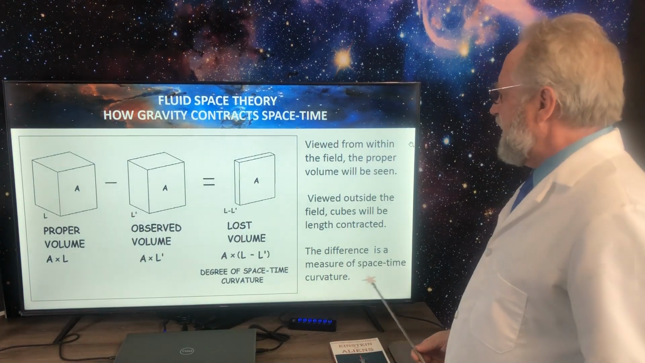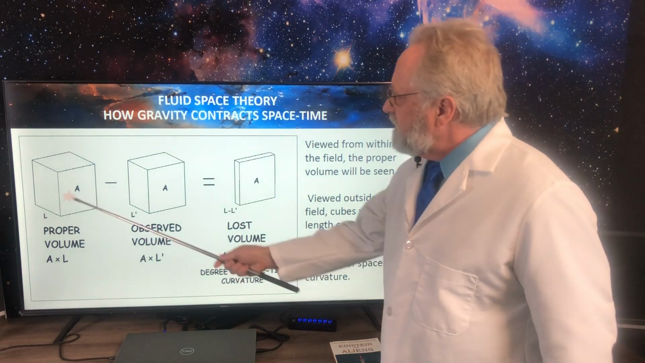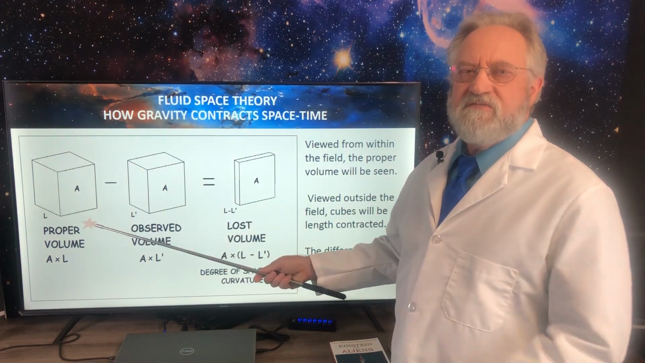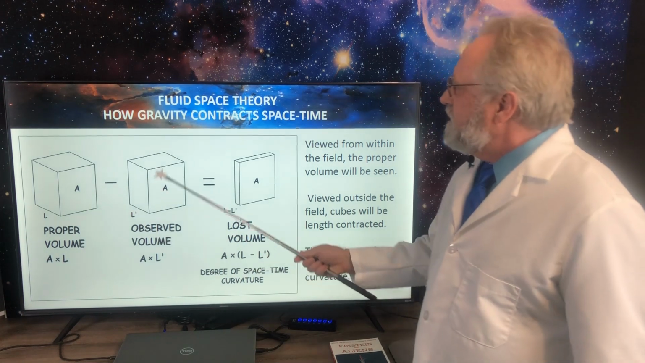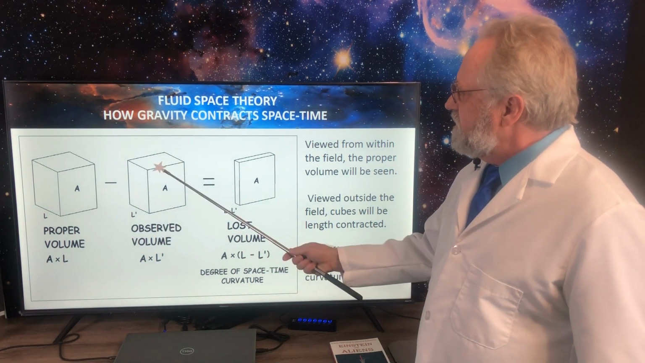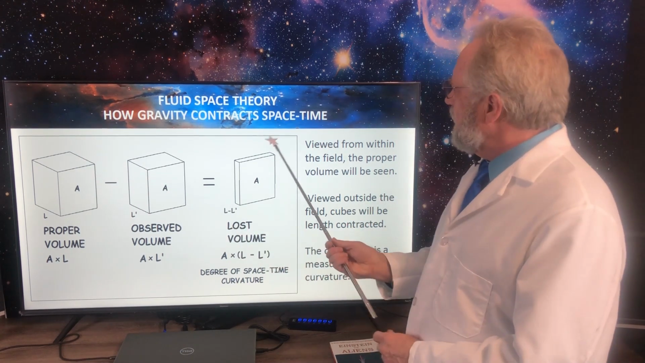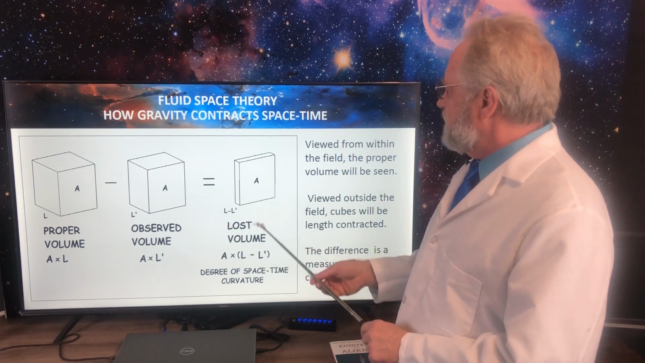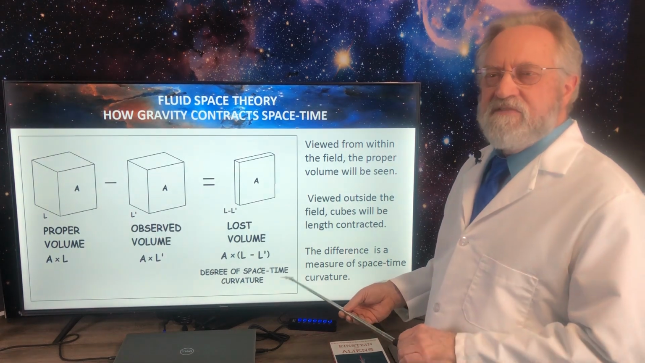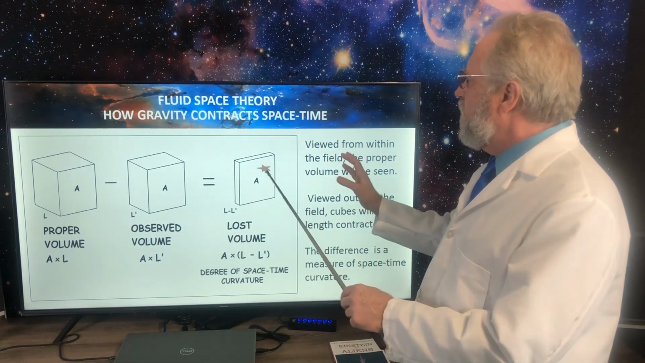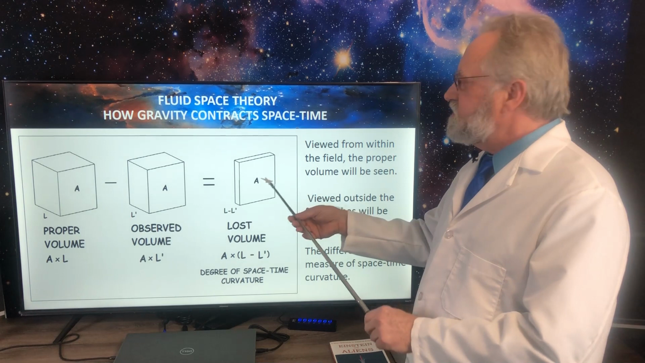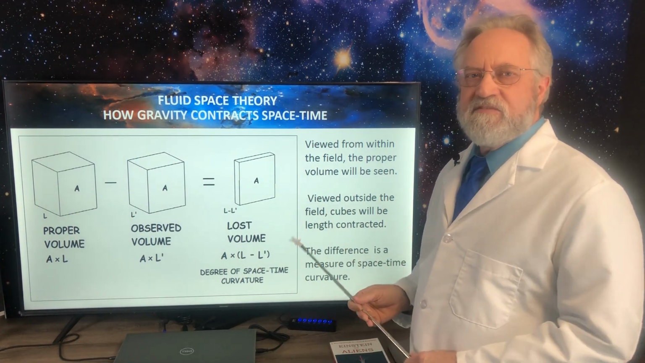And to put a number on that, we can take the proper volume, which is the starting resting volume of the cube, and we take the length contracted observed volume, subtract that from the proper volume, and we get the lost volume. And this is going to be a measure of the curvature of space-time. The larger the lost volume, the more highly curved space-time is.